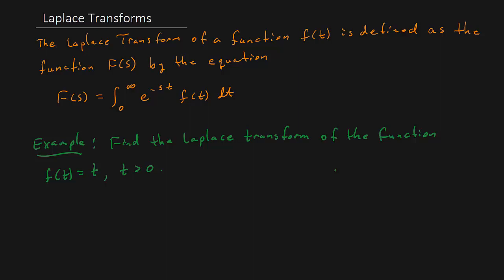All right, so it says the Laplace transform of a function f of t is defined as the function F of s by the equation. So we've got F of s equals the integral 0 to infinity e to the negative st times f of t dt. All right, so I'm going to do just one example of this using the definition. You probably won't use this very much, but I'm going to work one example to show you this. So it says find the Laplace transform of the function f of t equals t, and t is positive.